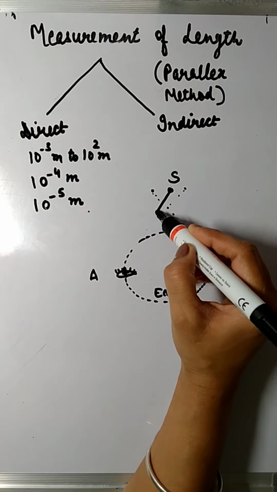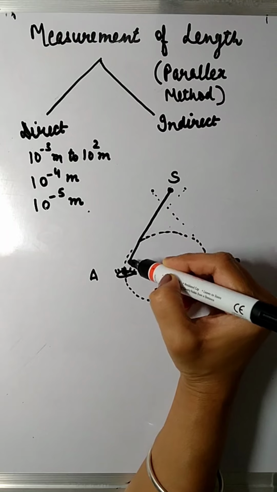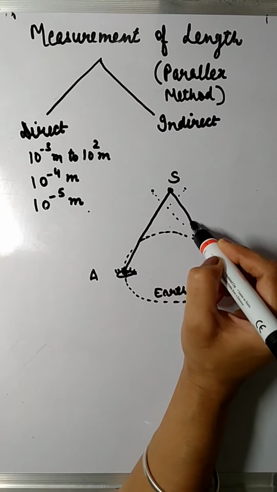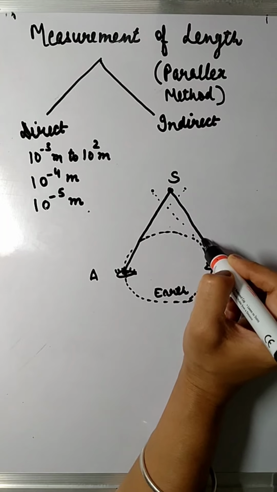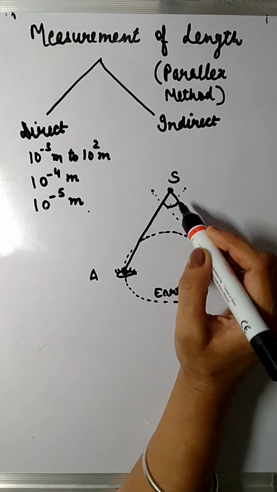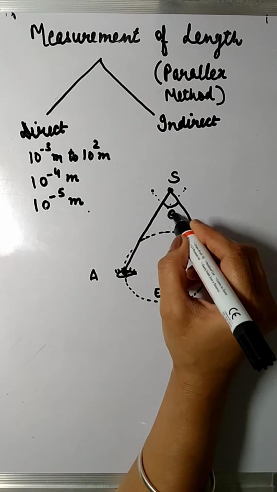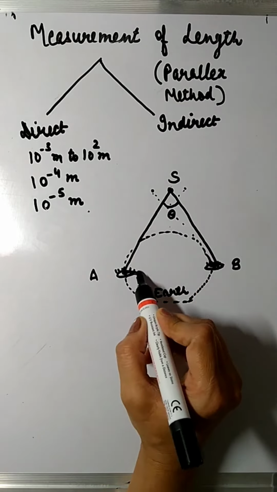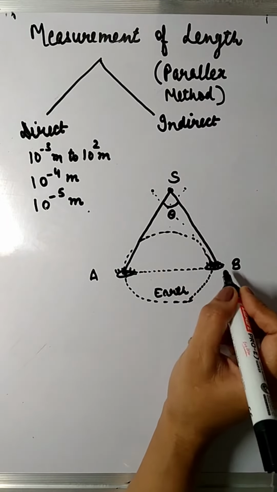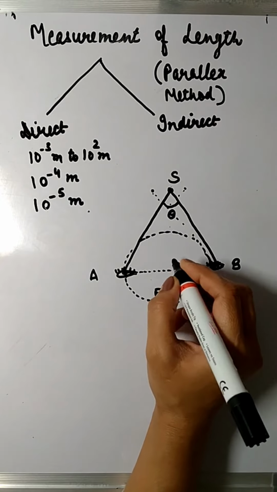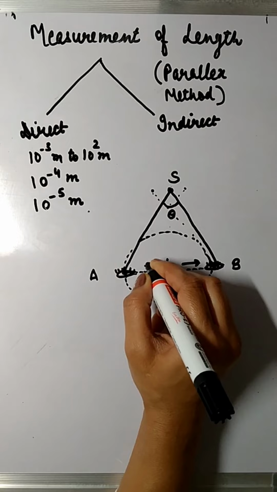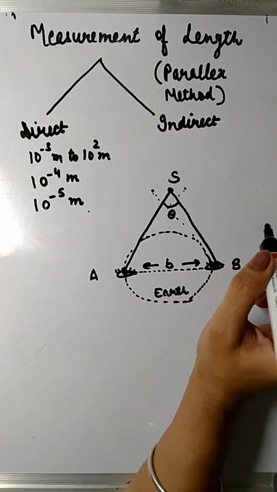If we draw a line from the actual position of the planet to point A, and another line from the actual position of the planet to point B, then the angle between these two lines will be theta, which is the parallax angle. Let us form a triangle and draw a line here too. The distance between point A and point B is called b. This angle theta is called the parallax angle.